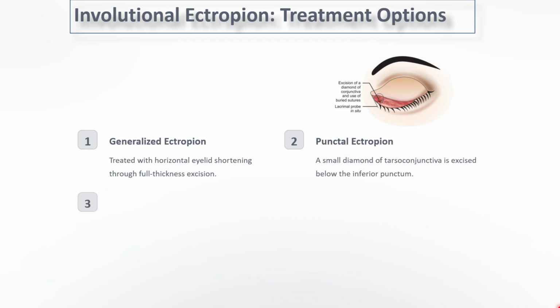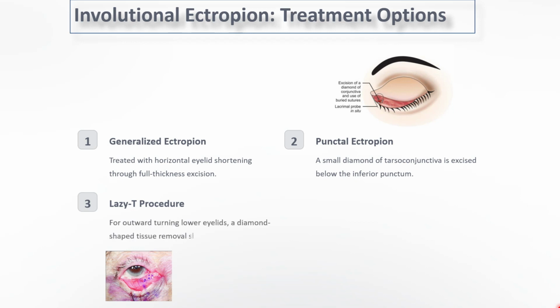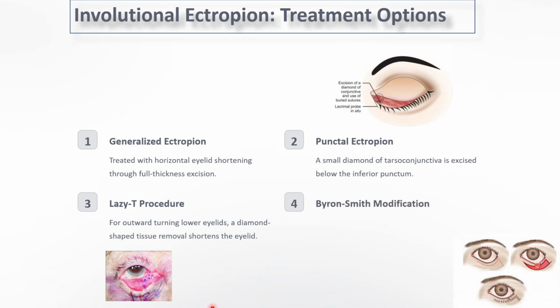Number 3. When the lower eyelid is turning outward and the puncta is also turned outward, this can happen when the inner part of the eyelid is loose. So, a diamond-shaped piece of tissue can be removed, making the eyelid shorter to fix this problem. This surgical procedure is called the lazy T procedure. Number 4. If the ectropion is severe and more marked over the lateral half of the lower eyelid, then Byron-Smith modification of Kuhnt-Szymanowski procedure is performed.